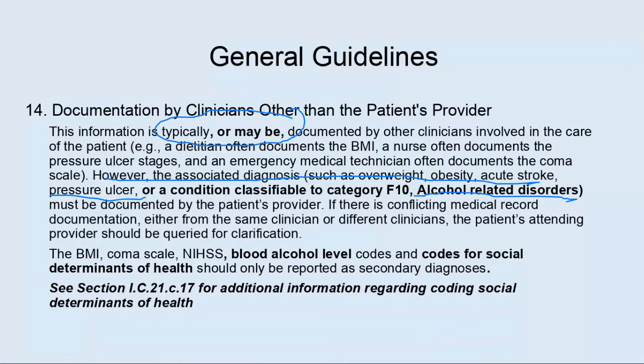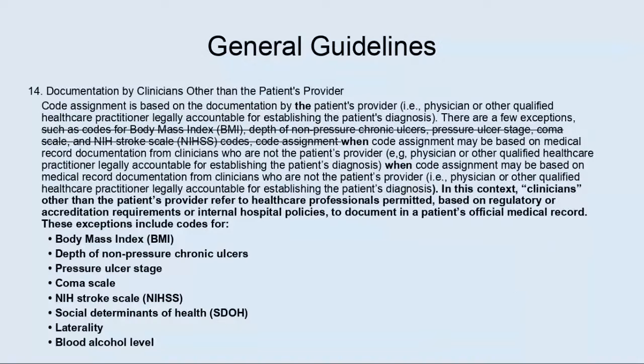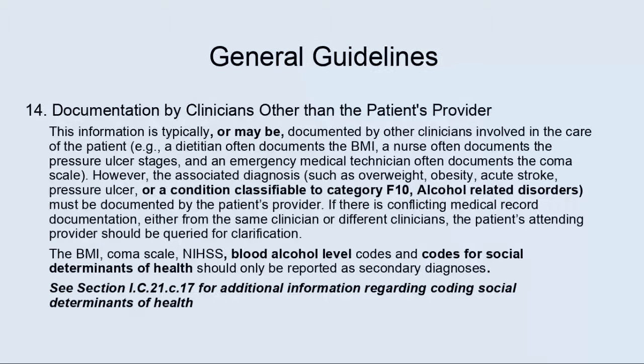Remember that one of the things that was added to the list on the previous slide was blood alcohol level. So also added to this sentence, the BMI, coma scale, NIHSS, the stroke scale, blood alcohol level, codes for social determinants of health should only be recorded as secondary diagnoses. So these are always second. And there's a new section added for social determinants of health, which we'll get to later.